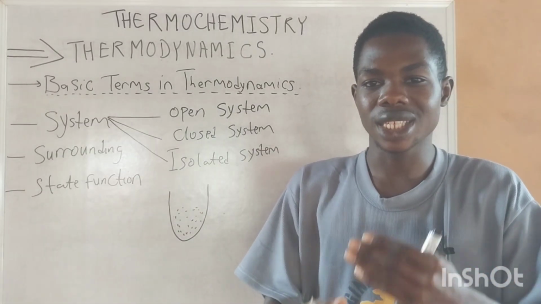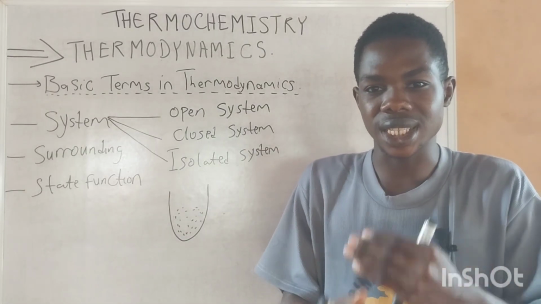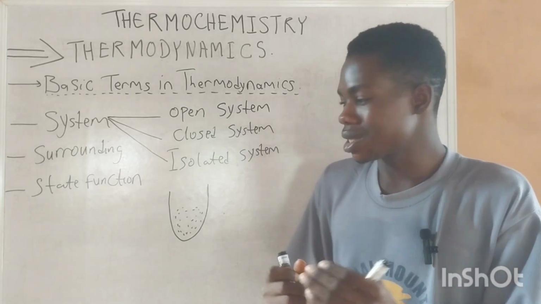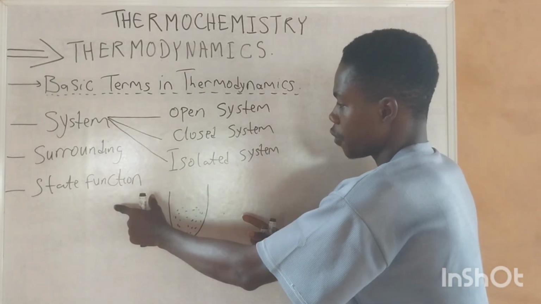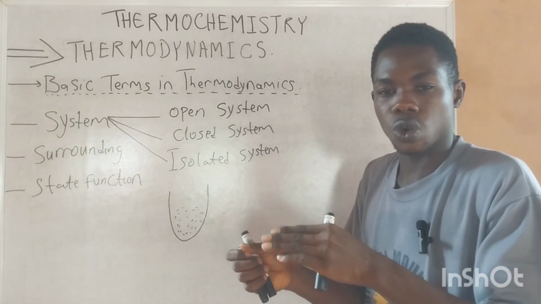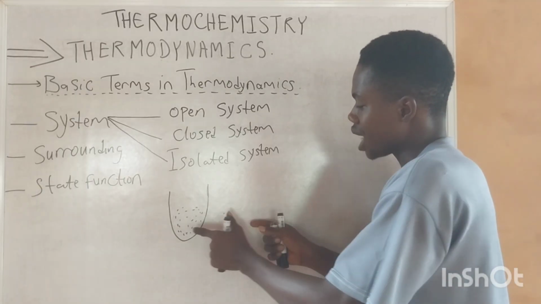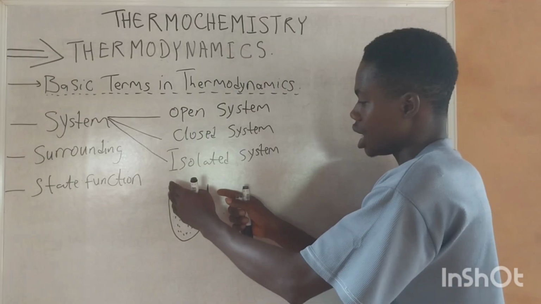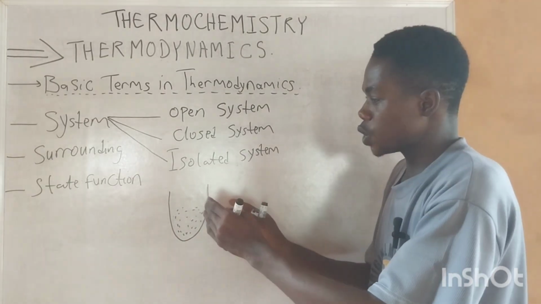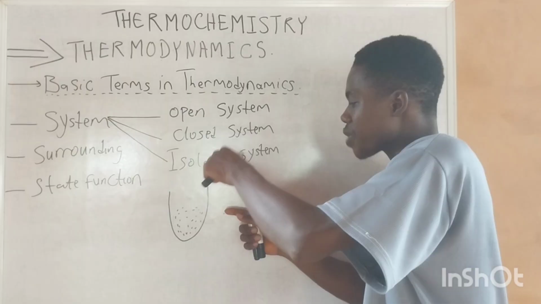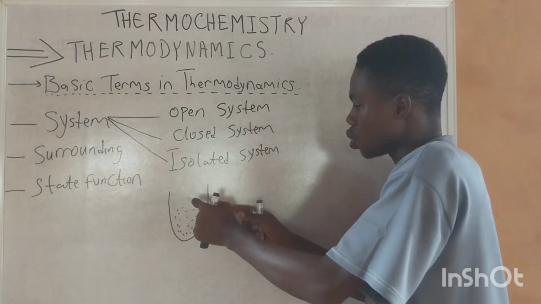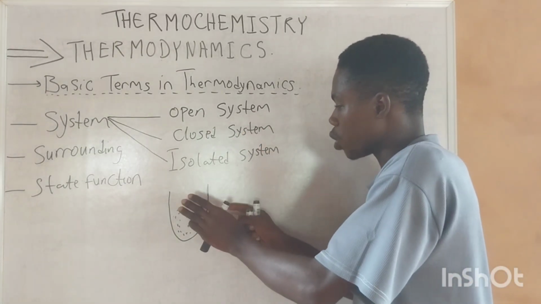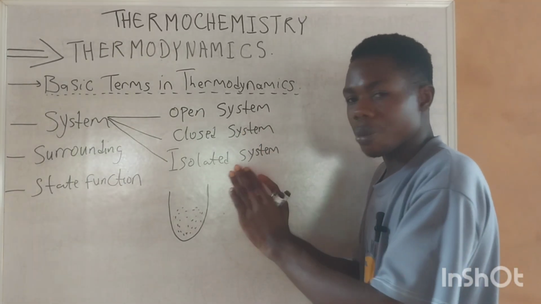So please take note that a state function refers to the present state of the system, and not how the system got to its present state. This is what I'll use this system to explain. This is an open system used for lab work. The state function only refers to the present state of that particular system. It does not talk about how the system got to that present state. That's all about state function.